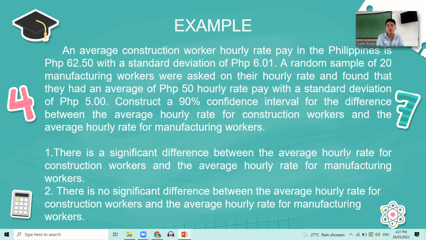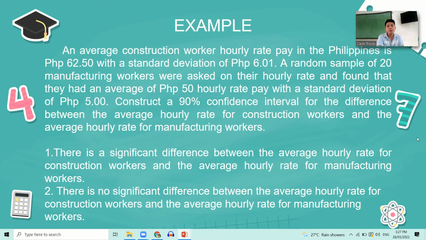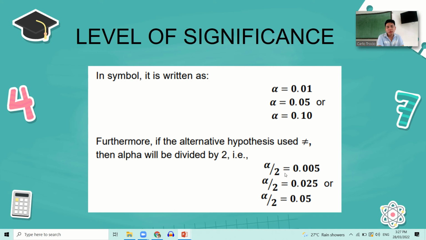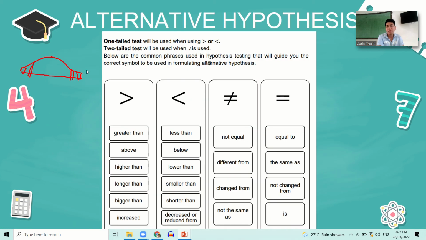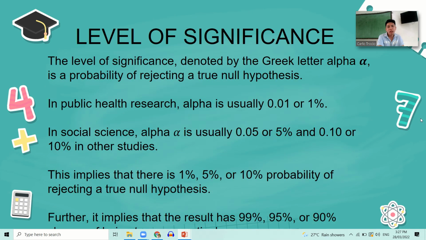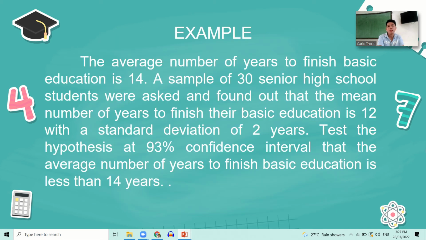This example that I gave you here, if it is not equal here, therefore it is two-tailed test, just like this. The other half is here, the other half is here. For example, you have alpha over 2 is equal to 0.005. Therefore, you have 0.005 in this part here, 0.005 also in this part, summing up to maybe 0.10 or 0.1, 0.01, okay, and so on.